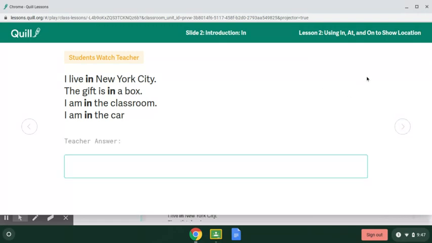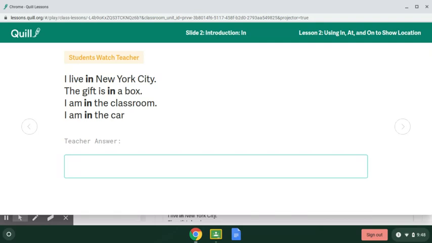So let's look at some examples of how these are used to show the location something happens. So the first example is I live in New York City. The gift is in a box. I am in the classroom. I am in the car. So in these four sentences, we're using the preposition in to show location. But all four sentences have different situations.